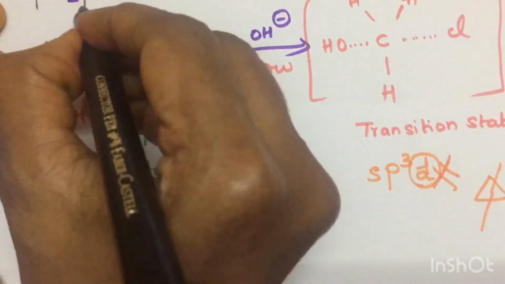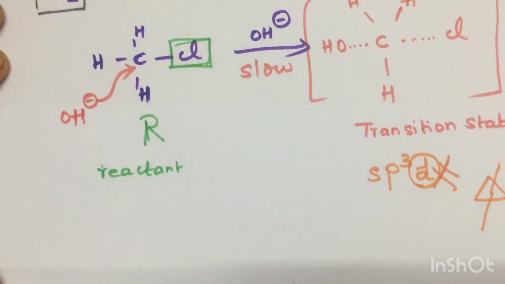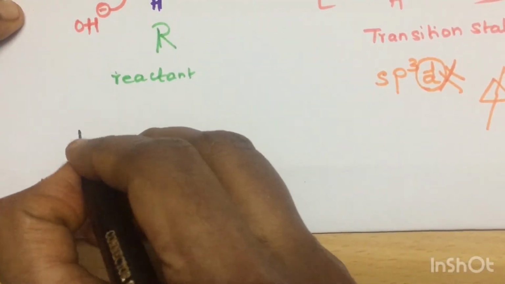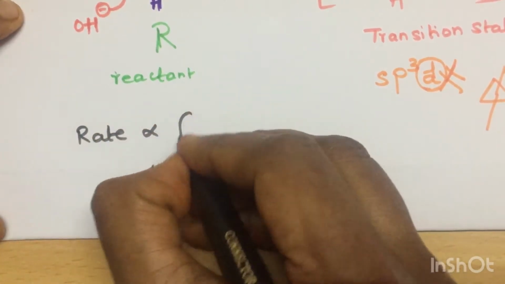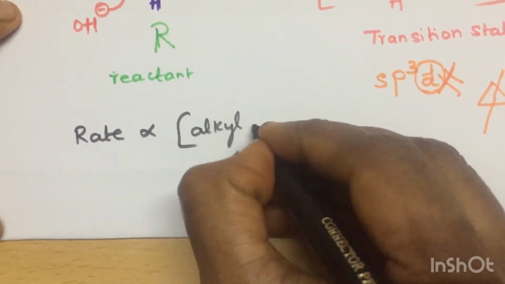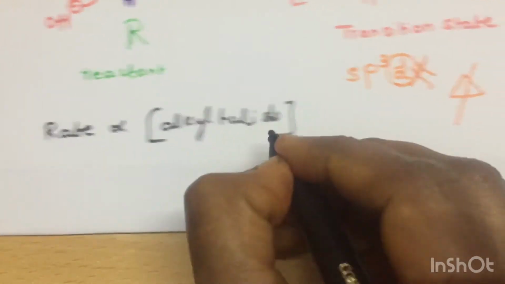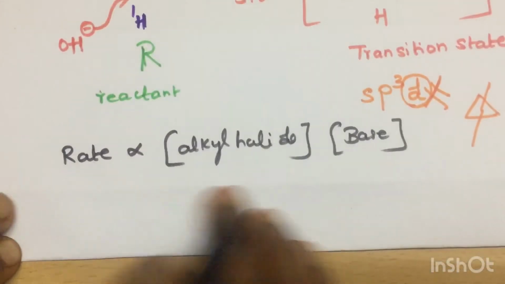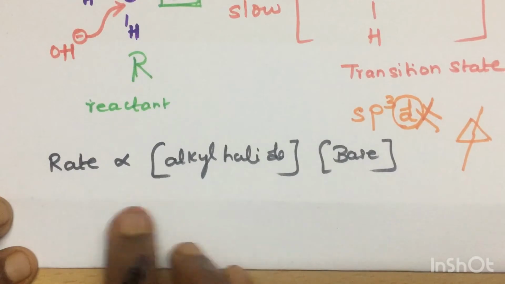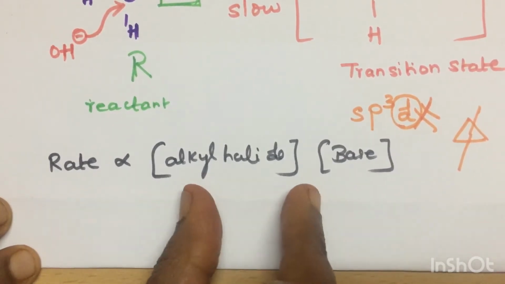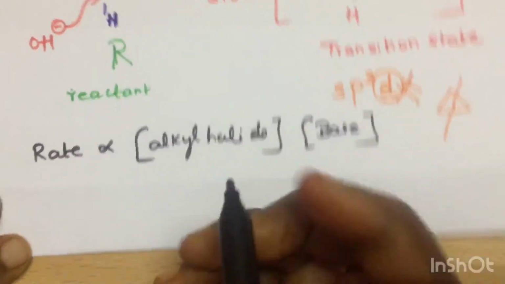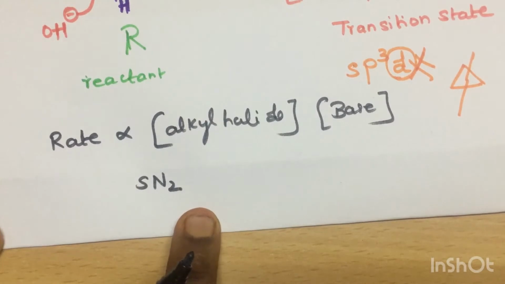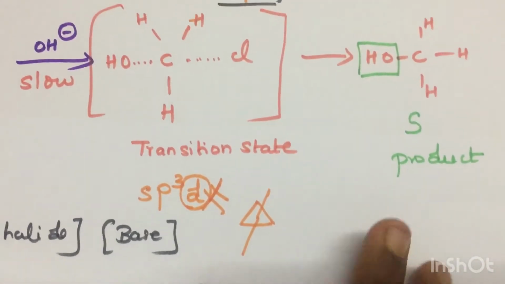And why is it SN2? It is SN2 because it takes place in a single step, but the rate of the reaction depends both on the alkyl halide and the base we have used. So that's why it is a bimolecular reaction. The rate depends on both the alkyl halide as well as the base. The 2 means bimolecular. These are the things you need to remember.